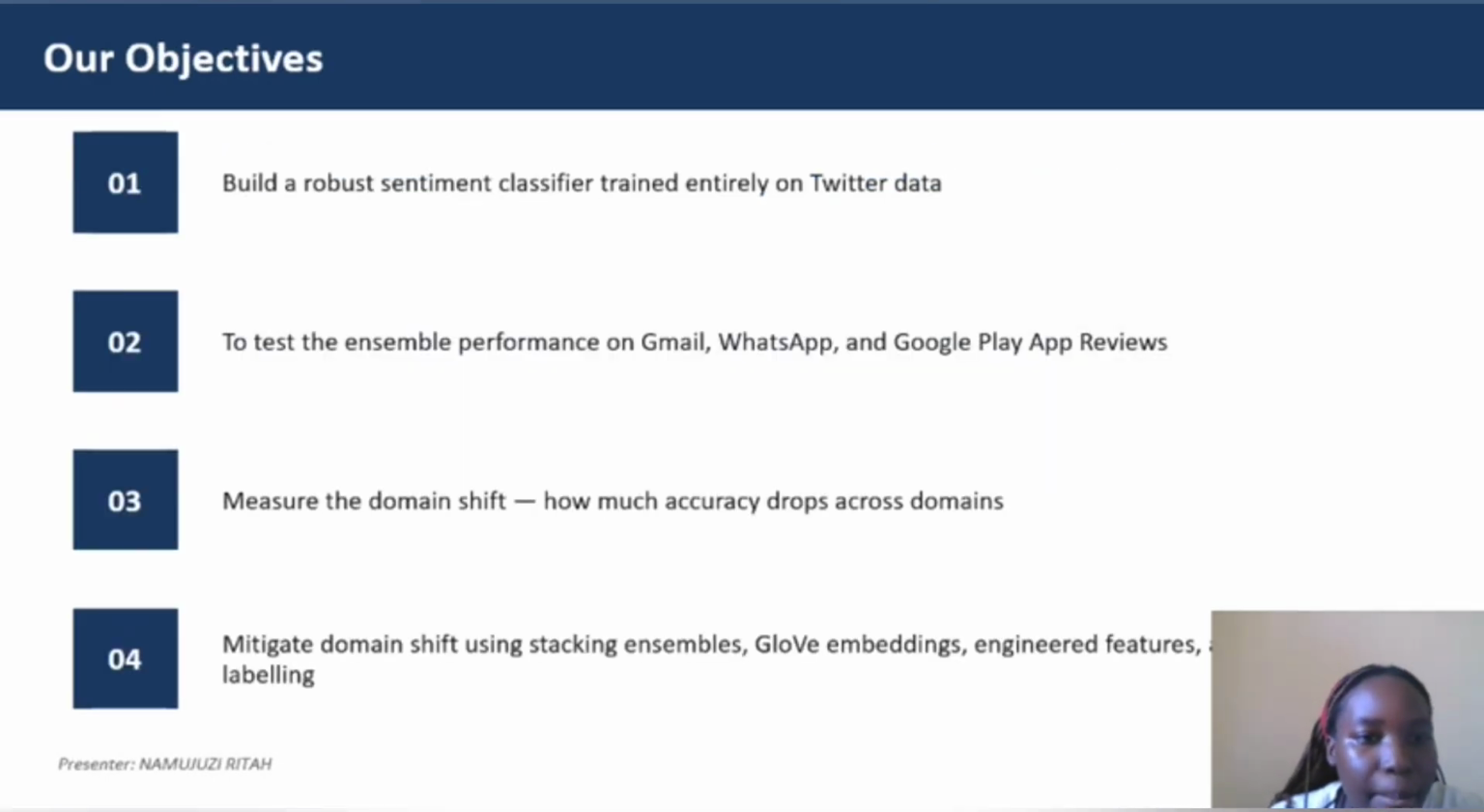Those are the different objectives. For example, build the classifier. Here we built a sentiment analysis model trained on only Twitter data. Then we tested our model on entirely different data sets from Gmail, WhatsApp, and Google Play Store. We measured the domain shift, how much the accuracy drops across the domains. We also mitigate the shift using stacking ensembles, GloVe embeddings, engineered features, and pseudo labeling.